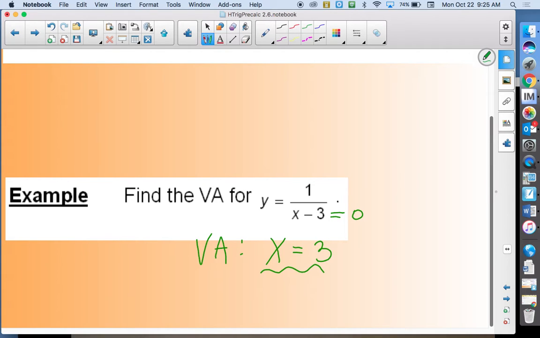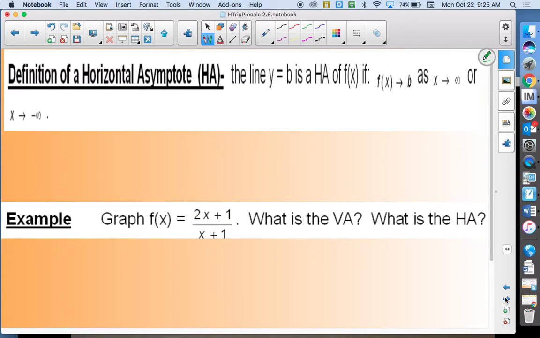So there's another type of asymptote, and that's the horizontal asymptote. It says pretty much the opposite. The line y equals b. So now horizontal is a y equals line. It is a horizontal asymptote if f of x approaches b, which means as y goes to this number, x must go to infinity or x must go to negative infinity.